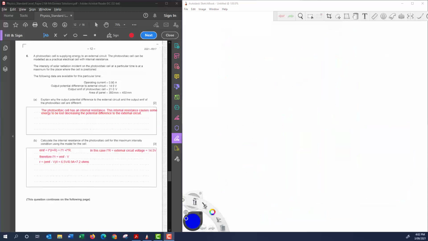Okay, we're getting close to the end now. Let's have a look at page 12, and let's have a look at question 6. There's a lot of information to take in here. I'll let you read the paper first.